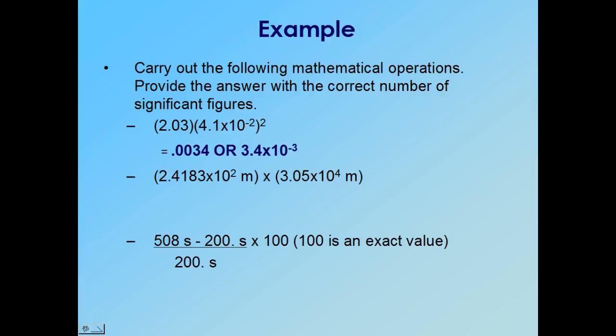I got 0.00341243. So those leading zeros do not count. The 3 and the 4 do count, and the 1 does not cause the 4 to round up, so we leave the number as is. And in a problem like this, unless I specify the form in which I would like you to report your answer, it does not matter to me whether you report it in scientific notation or as a regular ordinary number.